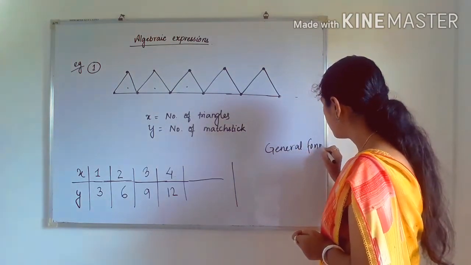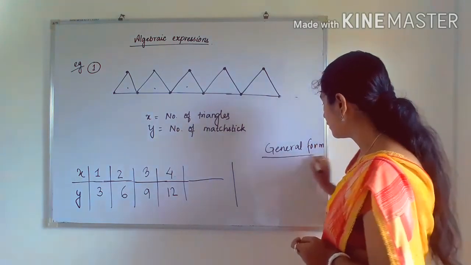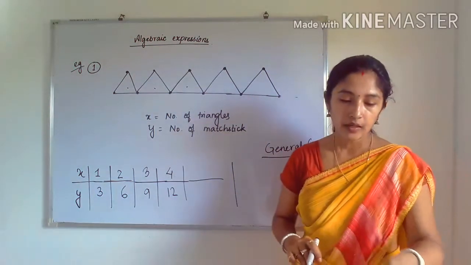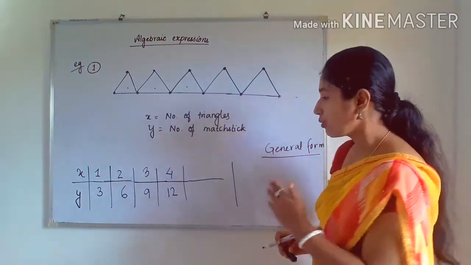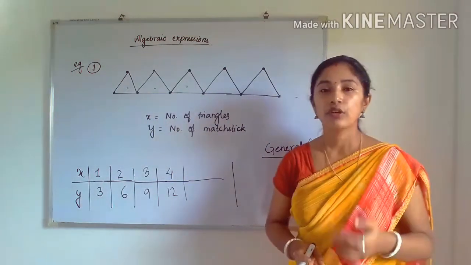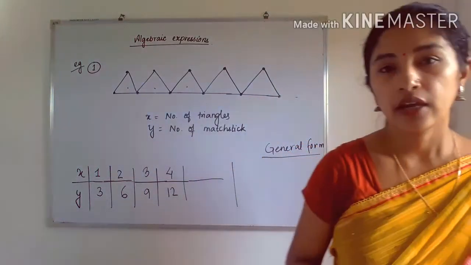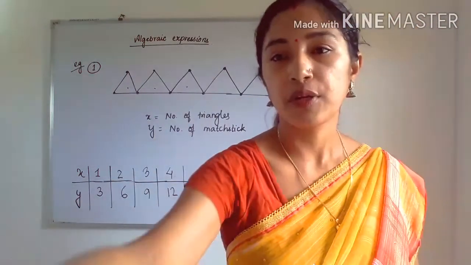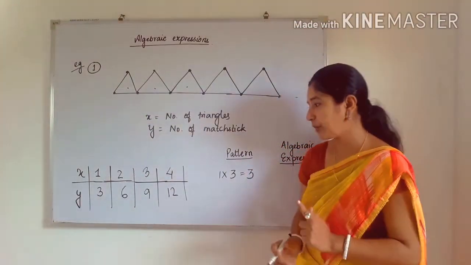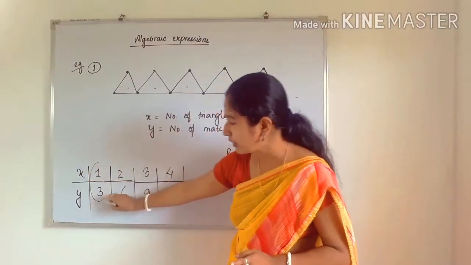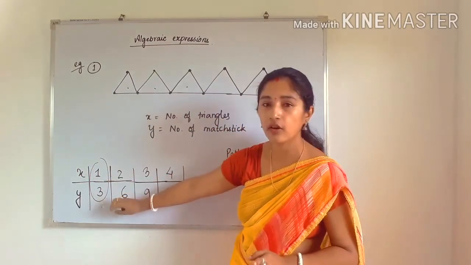That is called general form. So, the general form of an algebraic expression. By using this pattern we can form an algebraic expression. So now see the pattern. First of all, I will write the pattern. See the relation between x and y, the first value of x and y.